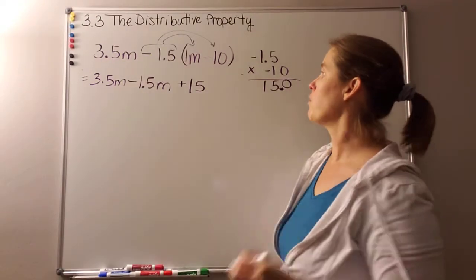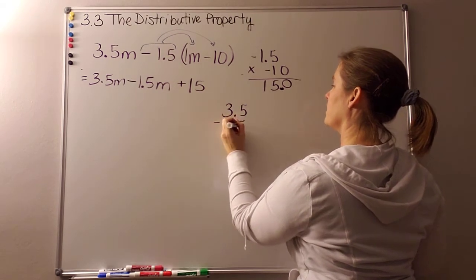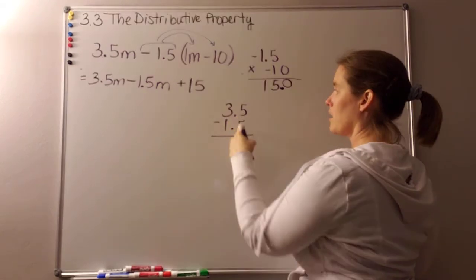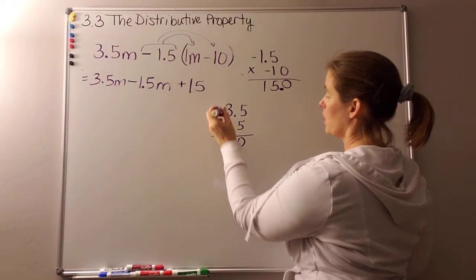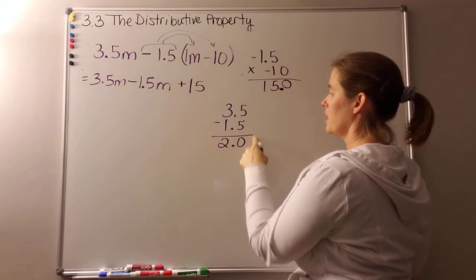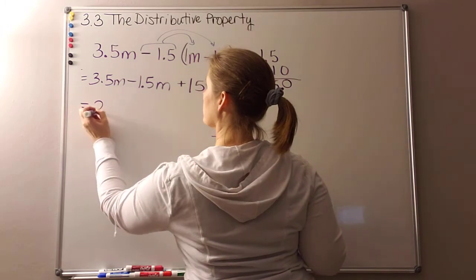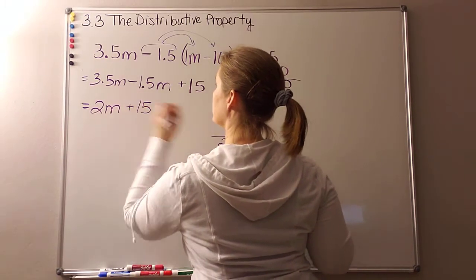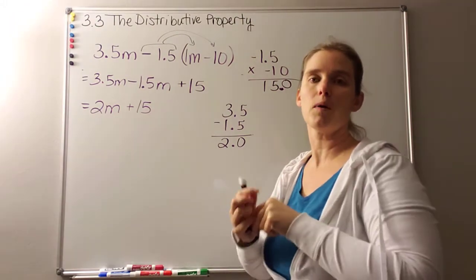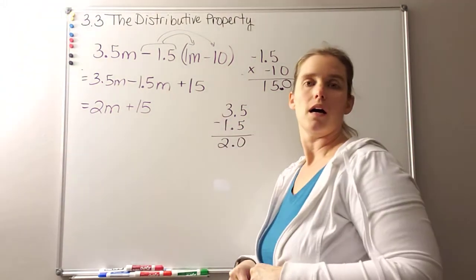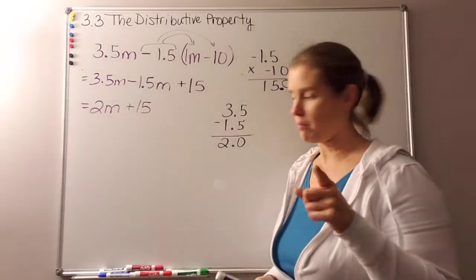3.5m minus 1.5m. 3.5 minus 1.5. Stack them. Line up your decimal points. 5 minus 5 is 0. Bring down the decimal point. 3 minus 1 is 2. Once again, if it's a point 0, don't write it. Just write 2m plus 15. So you can see we're using order of operations even when we're doing the distributive property. All right, let's look at one more type of problem here.